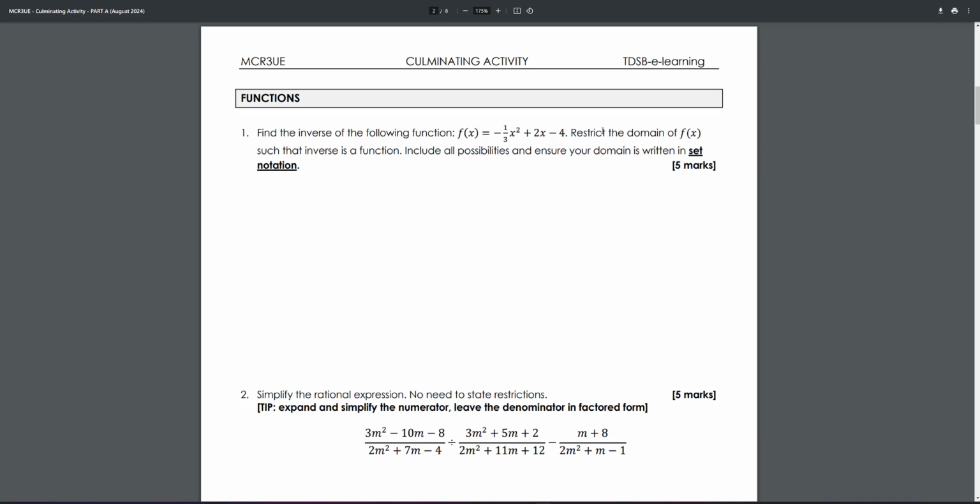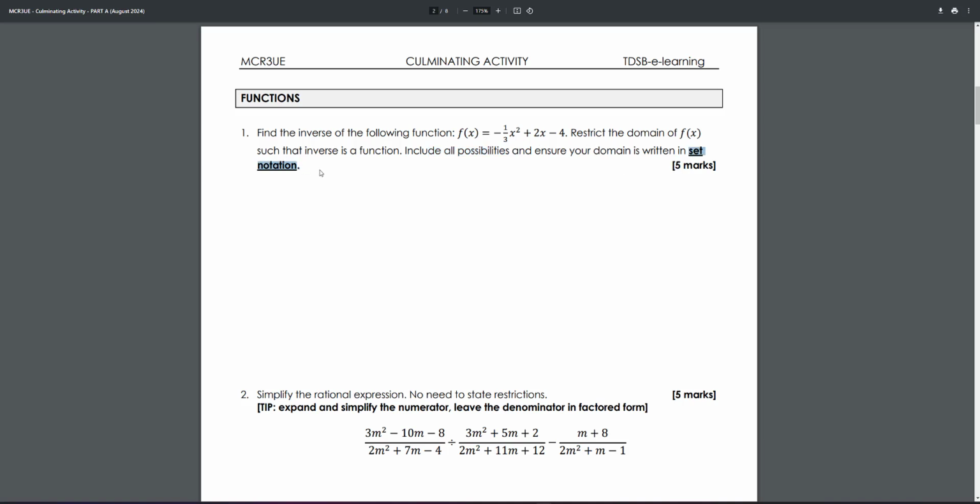So yeah, make sure you restrict the domain of f of x such that the inverse is a function. So that means the inverse, quote unquote, will probably not be a function. And then you have to restrict the domain. We did a question like this on the test as well. Include all possibilities, and ensure your domain is written in set notation.